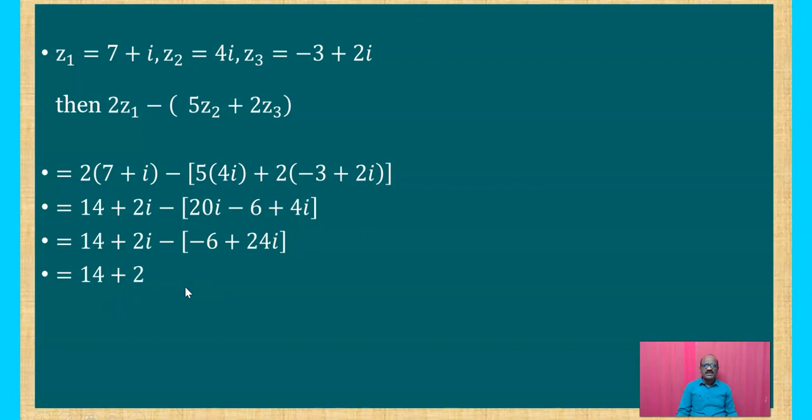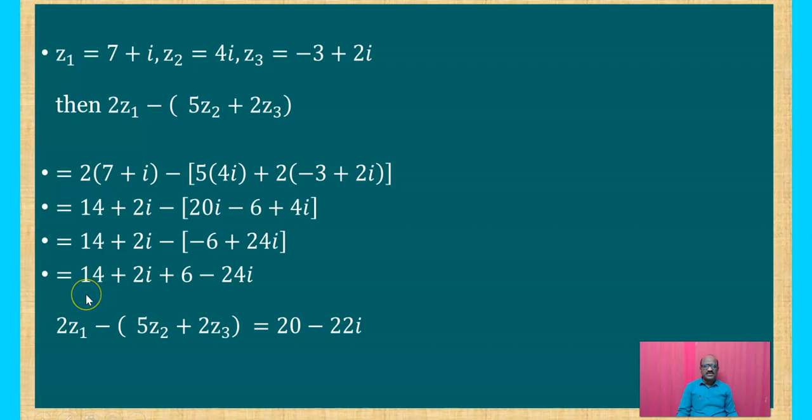Now open this bracket. Then you will get minus 6 will become plus 6, and plus 24i will become minus 24i. And therefore after the simplification, 14 + 6, that is 20. 2i - 24i. Then you will get -22i.